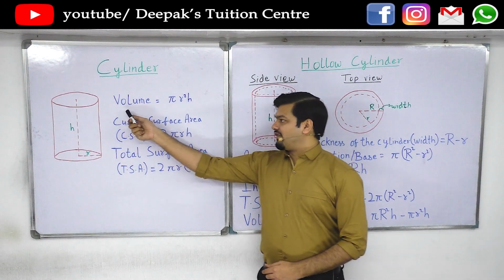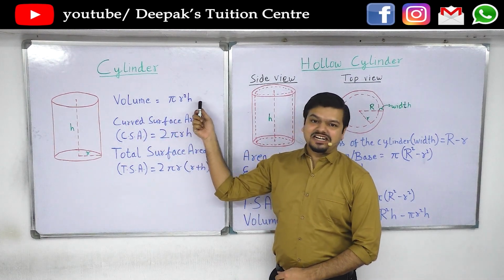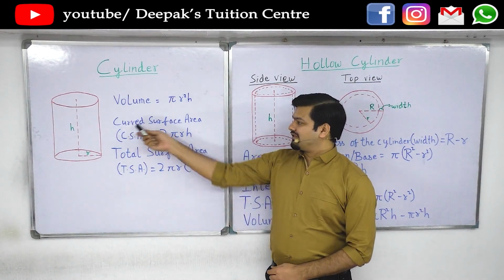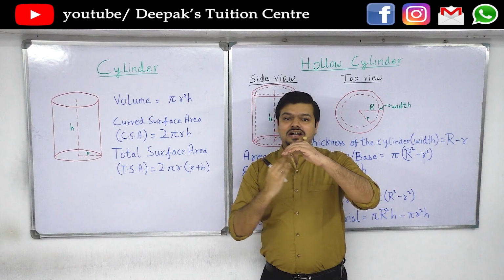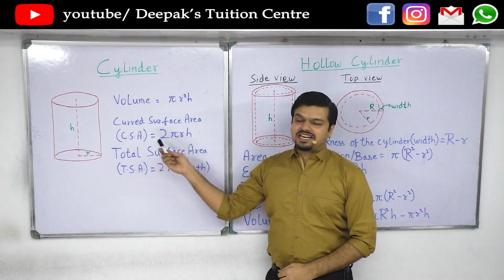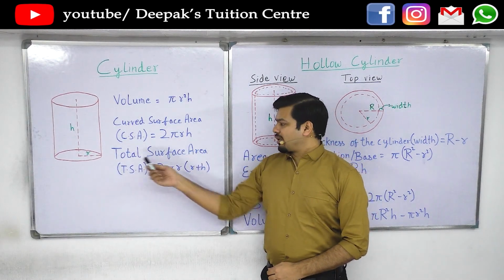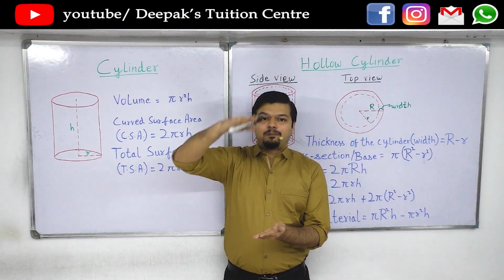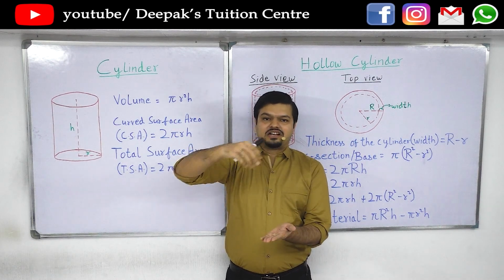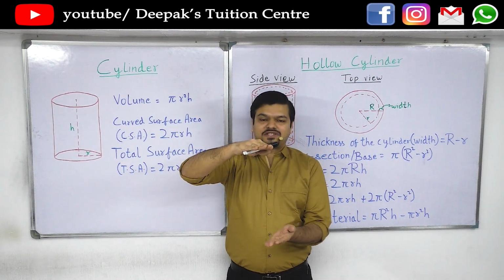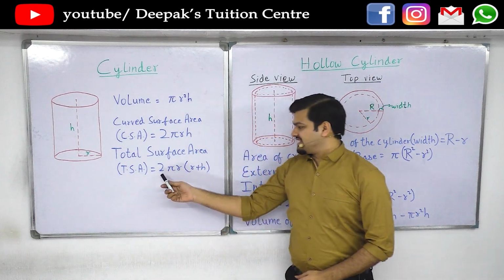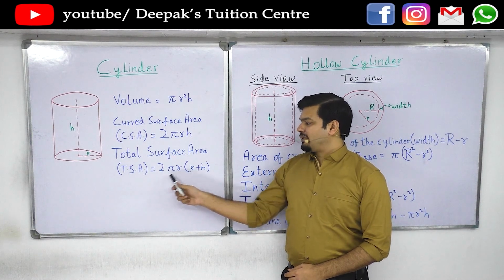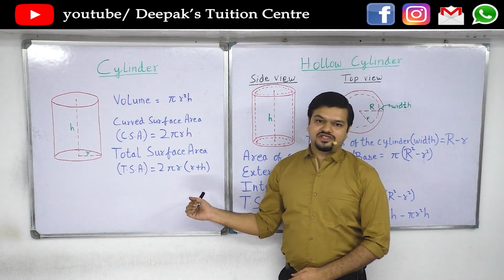So the formula for volume of the cylinder is pi r square h. We already know the value of pi is 22 by 7. Curved surface area, that is the surface area of the curved surface, also known as CSA, is 2 pi rh. Total surface area, also known as TSA, is basically the curved surface area plus the upper circle plus the lower circle. So curved surface area plus area of top circle plus area of lower circle is basically 2 pi r in brackets r plus h. If you open the brackets, you get 2 pi r square plus 2 pi rh.